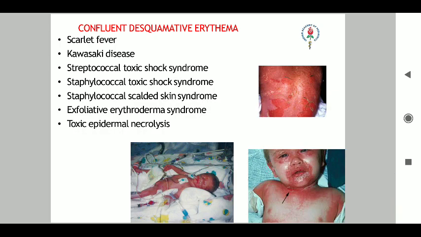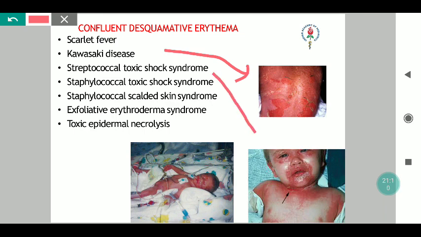So, the first image you see is a typical scarlet fever picture. The second image you see is a typical feature of streptococcal shock syndrome. And the third image, the child on a mechanical ventilator, is toxic epidermal necrolysis. Now, Kawasaki disease and scarlet fever might look similar, the skin features are somewhat similar, but Kawasaki does have its own criteria and I'll be putting Kawasaki disease as a separate presentation.